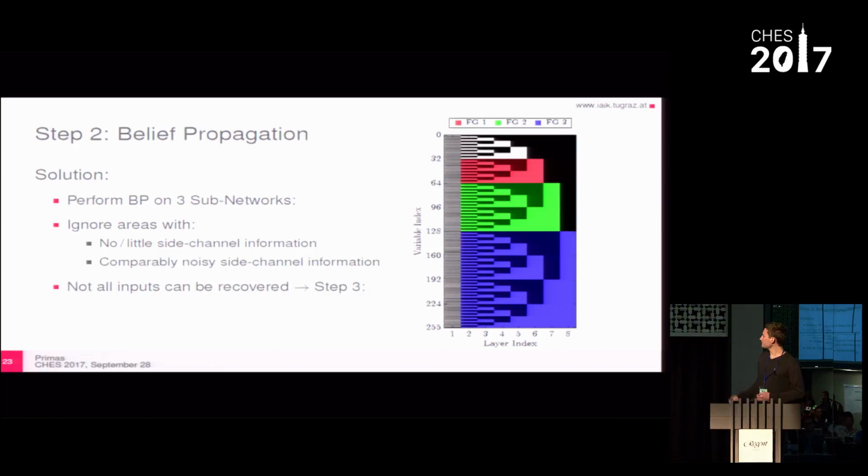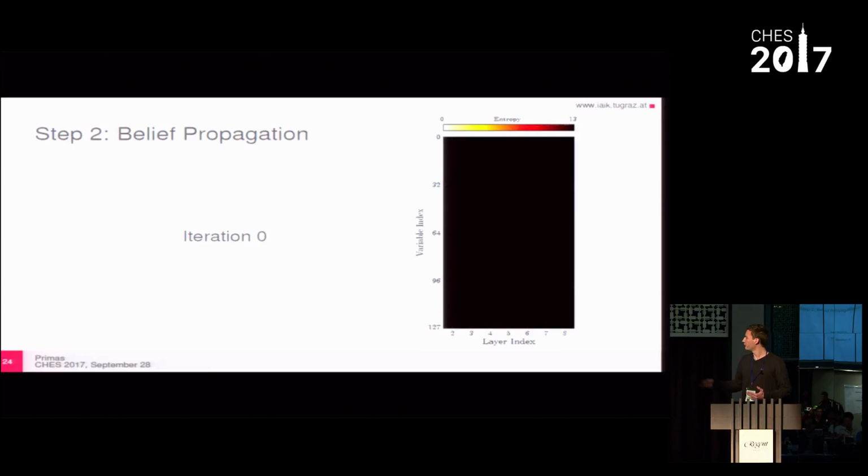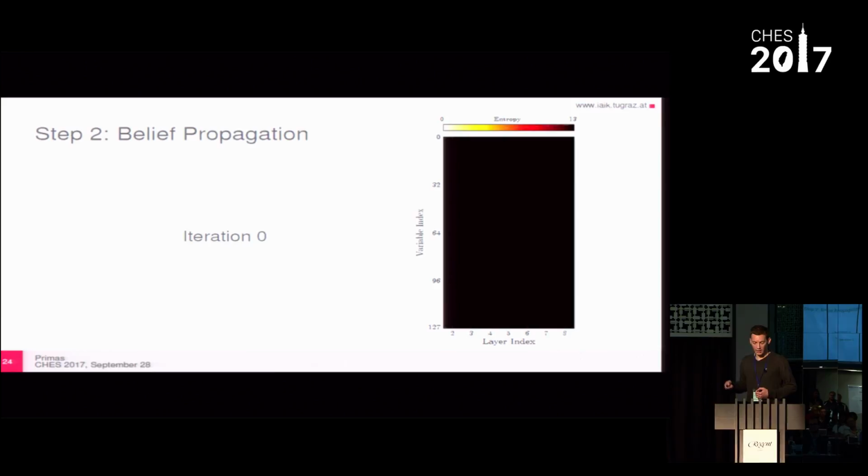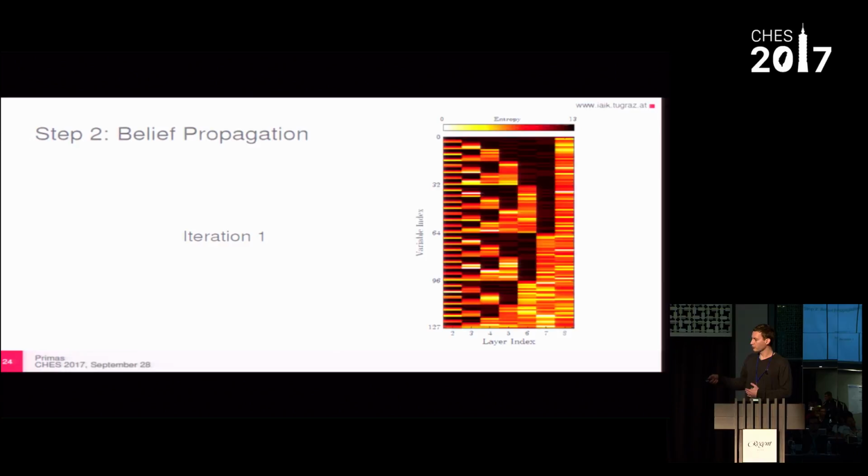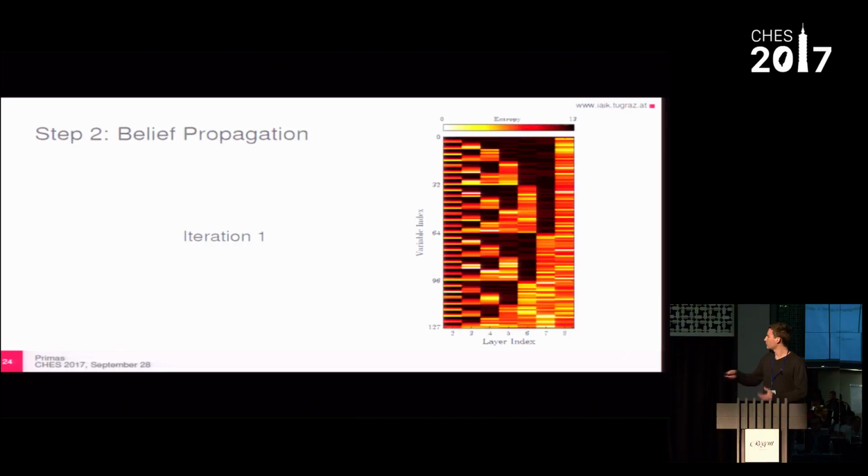So in iteration zero, basically what we do is we initialize all the coefficients with a uniform distribution because we do not know anything yet about them. And after the first iteration, what we basically do is we introduce the sectional information that we've obtained from the template matching. So these are now the probability distributions for all the recovered coefficients. But obviously, since we do single trace matching, they are quite noisy, which is also why the entropy is quite high. It's on average 7 or 8 bit.